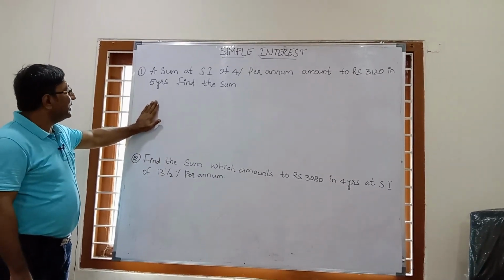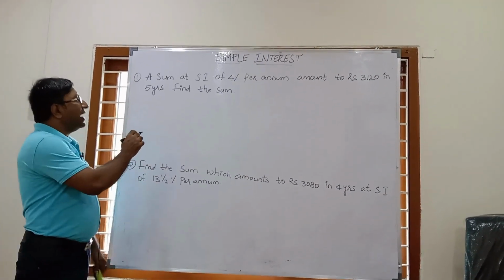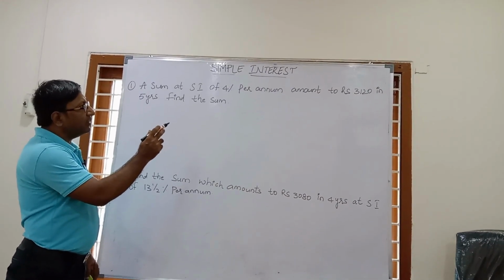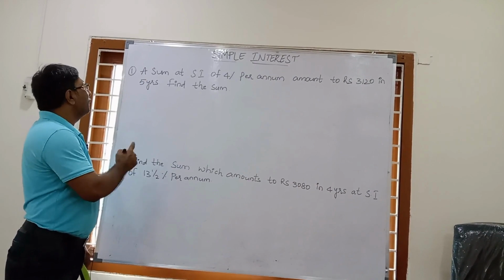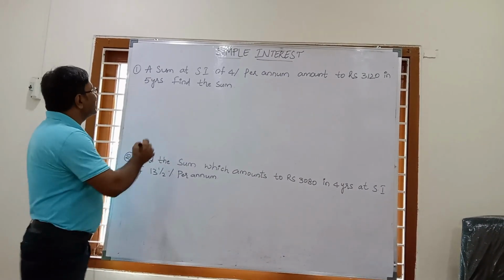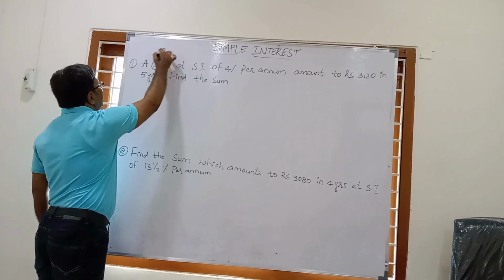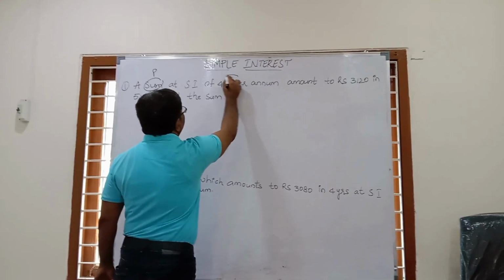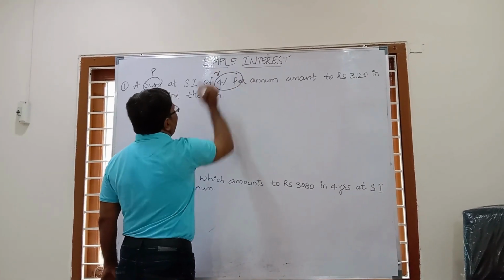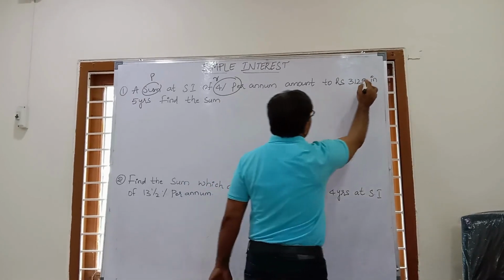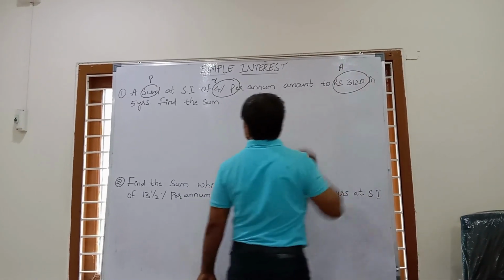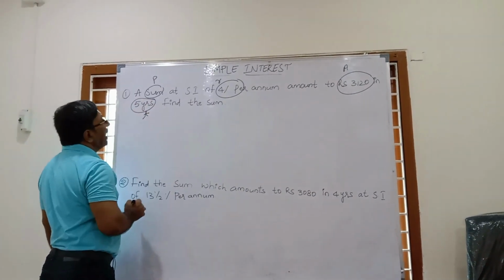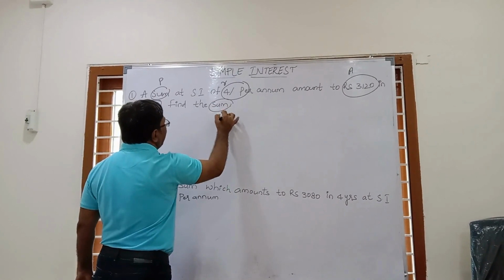The question is: a sum at simple interest of 4% per annum amounts to rupees 3,120 in 5 years. Find the sum. Here sum means principal. The 4% given is R. The amount, rupees 3,120, is A. And 5 years is the given time. We have to find the sum, that means the principal.